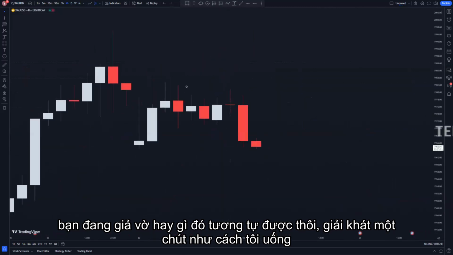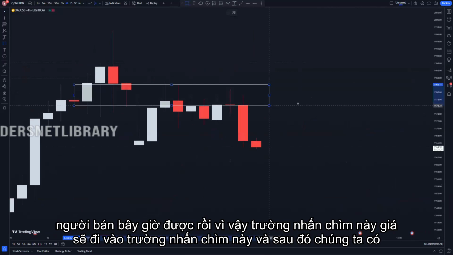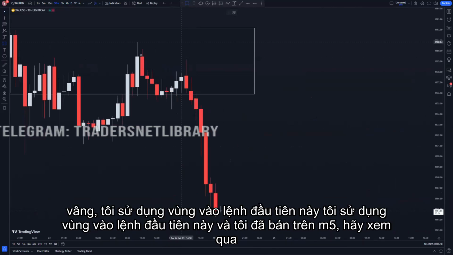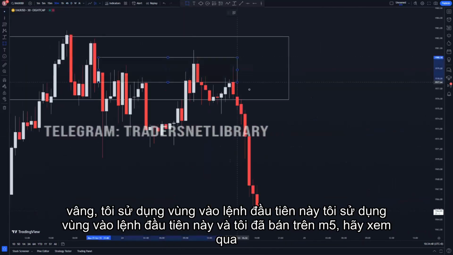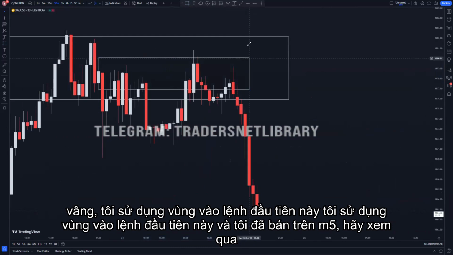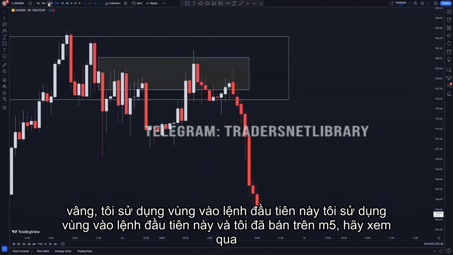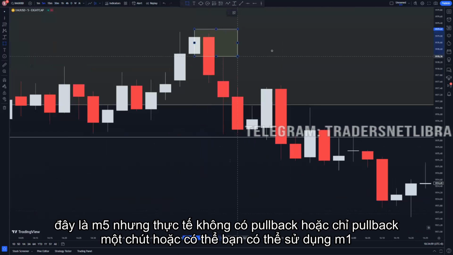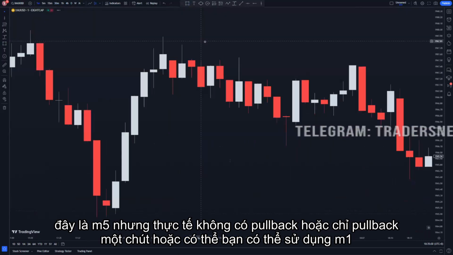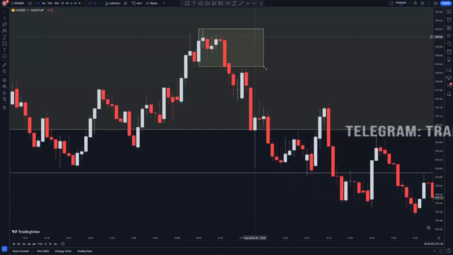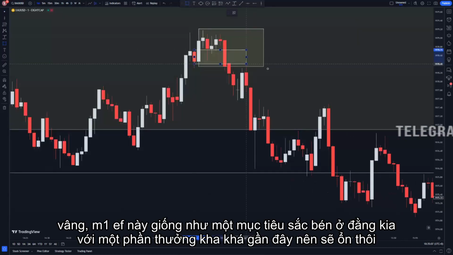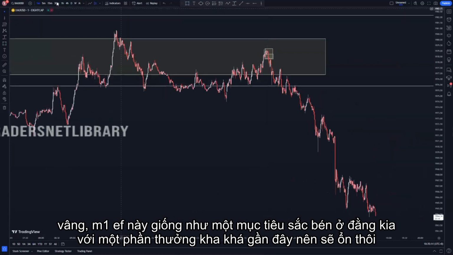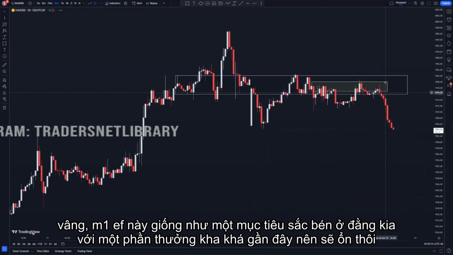Okay. A little bit of refreshment, like how I took a sell now. So this engulfing field, the price gets into this engulfing field, and then we have this. Yeah, I use this first entry zone, and I took a sell on M5. Look over here, this M5, but no pullback actually. Oh, just a little bit of pullback. Or maybe you can use M1. Yeah, this M1 EF, like a sharp entry over there, with a decent risk and reward, so it's going to be okay.